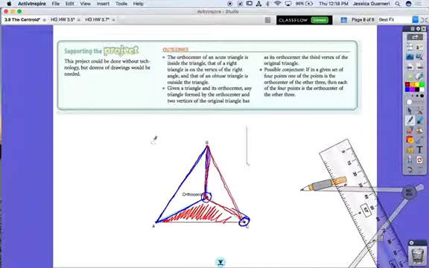What? That is dope. Oh! It's not. Nobody ever said it was the center of the triangle.